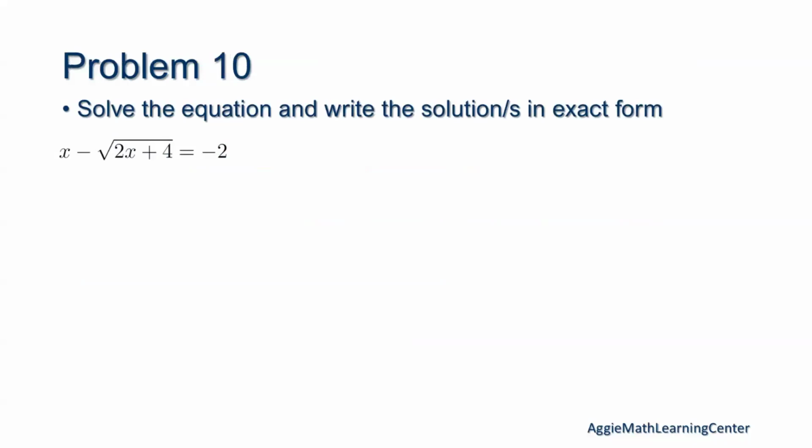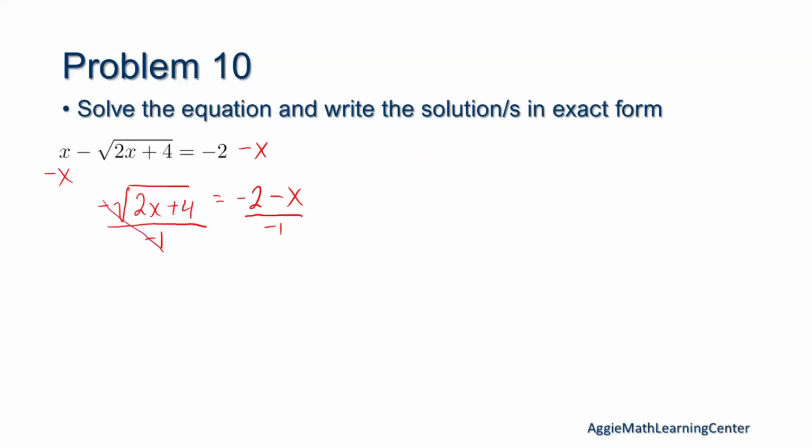We want to get the radical on one side of the equation. So I'll move the x over. Now we have negative square root of 2x plus 4 equals -2 minus x. I've still got this negative here. We can think of it as a -1. We still want to get the radical by itself, so we'll divide by -1 to make it positive.